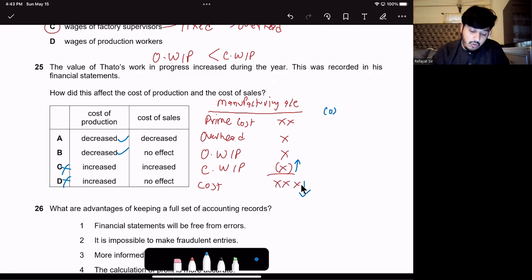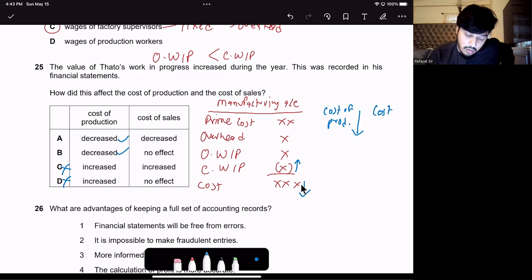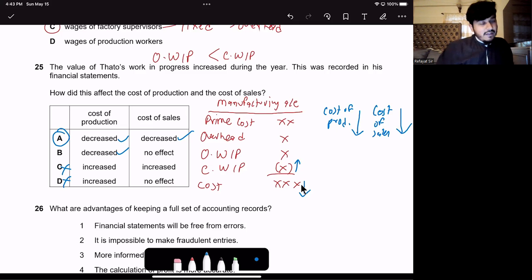If cost of production decreases, this cost of production is within cost of sales, so cost of sales will also decrease. Answer is A. Because inside cost of sales of our manufacturing business, we write opening inventory, then production cost, then purchase of finished goods. If production cost decreases, cost of sales will also decrease.